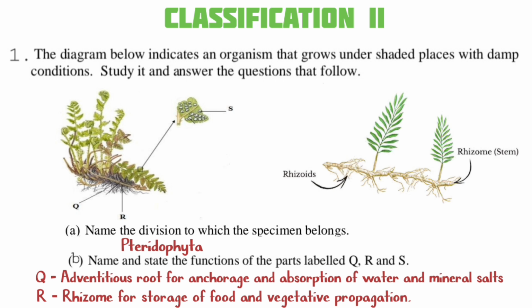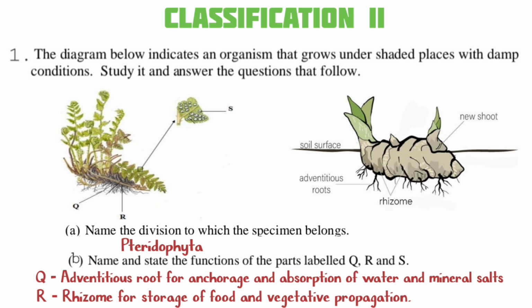So what is the function of a rhizome? Number one, you have storage. So it's used to store food substances like starch for the plant. So this enables the plant to survive during unfavorable conditions such as dry seasons.